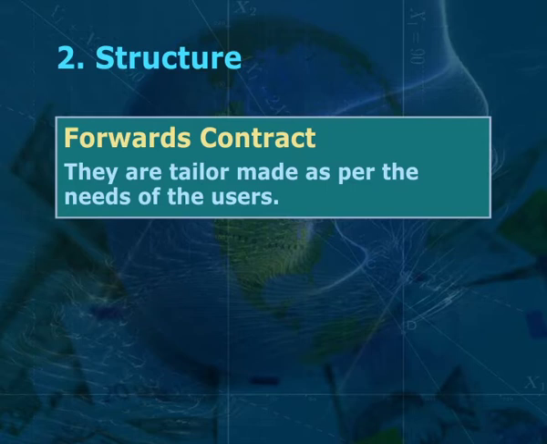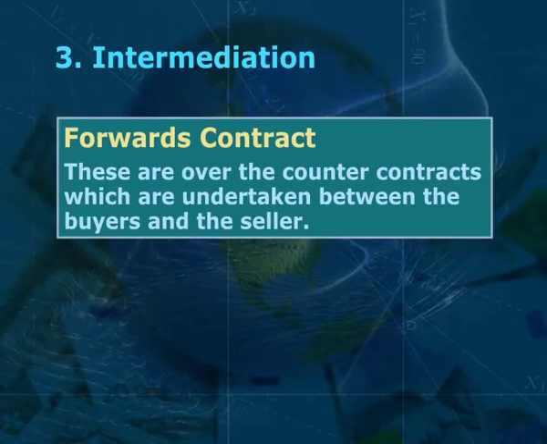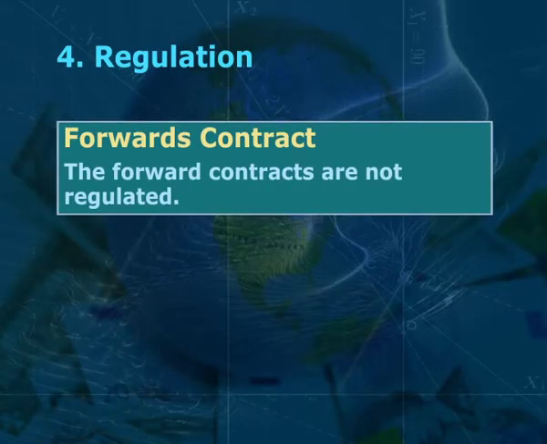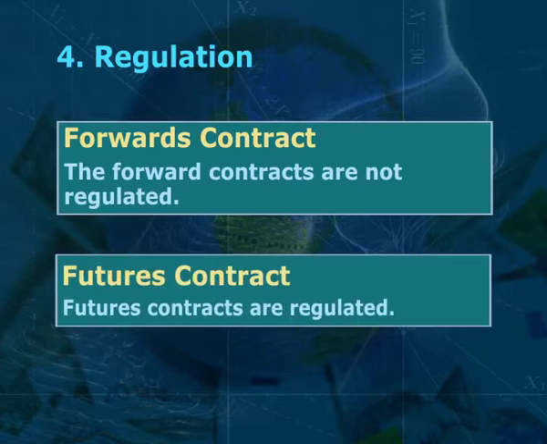Second, structure. Forward contracts are tailor-made as per the needs of the users, whereas futures contracts are standardized. Third, intermediation. The forward contracts are the over-the-counter contracts which are undertaken between the buyers and the sellers. On the other hand, in case of futures contract, the clearing house acts as an intermediary. Fourth, regulation. The forward contracts are not regulated, whereas the futures contracts are regulated.